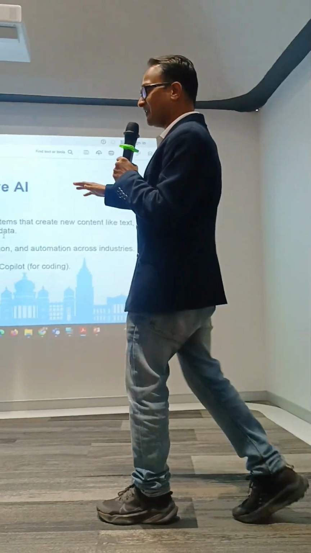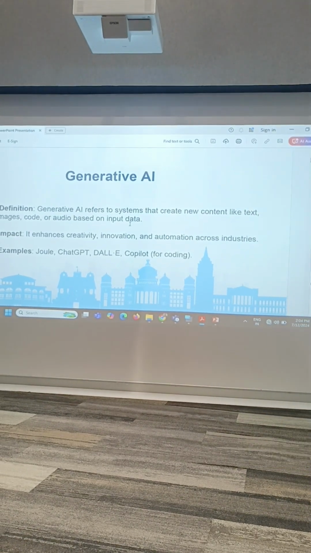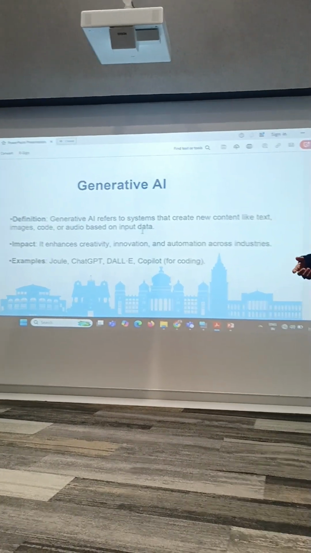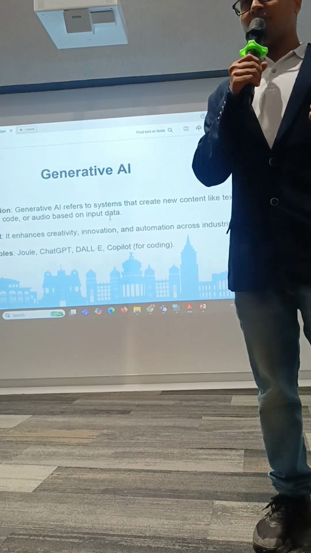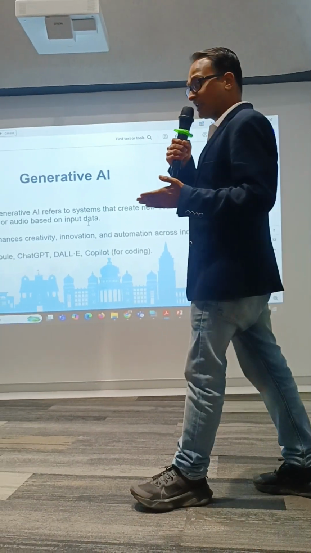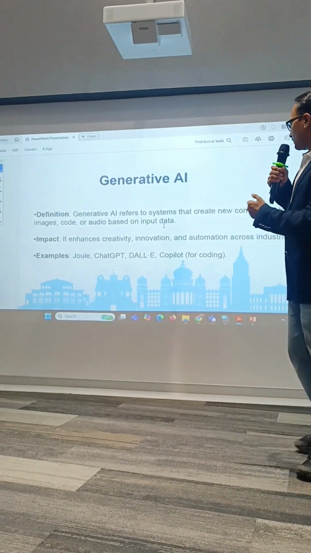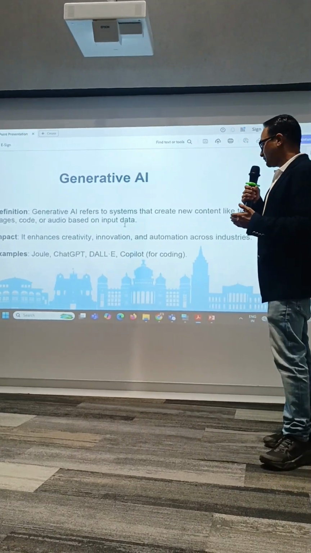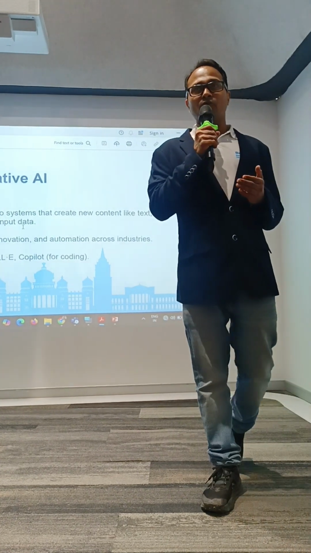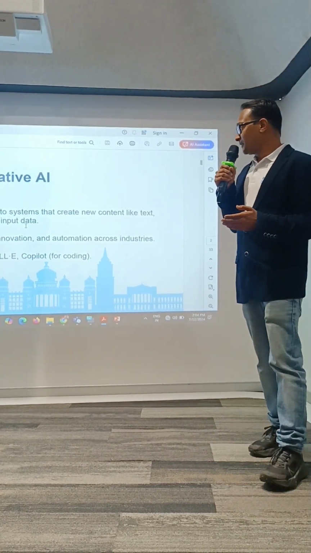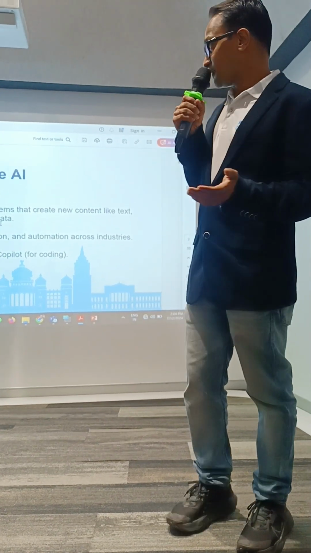So let's see what is generative AI. There's some understanding around it, but this is the definition, and it refers to systems that create new content like text, images, code, audio based on input data, right? So whatever input data you give, you will get some outcome. That is generative AI. And these inputs are also called prompts. If you look at the kind of examples that we are already using, we are using Joule from SAP, we are using ChatGPT, we are also using Copilot from Microsoft, as well as maybe Canva also has some sort of AIs which are able to generate pictures for you, right?